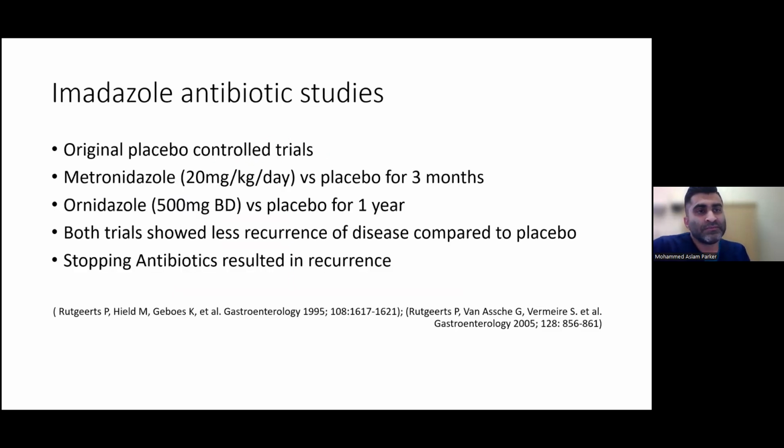Then there have been various imidazole antibiotic studies. They were all original placebo-controlled trials. The metronidazole study used 20 milligrams per kilogram per day versus placebo for 3 months. And then the ornidazole trial used 500 milligrams BD versus placebo for a year. Both trials showed less recurrence of disease compared to placebo, but in both trials, stopping antibiotics resulted in recurrence. One really needs to note the very high doses of metronidazole used in these studies, and patients had severe side effects on these antibiotics.